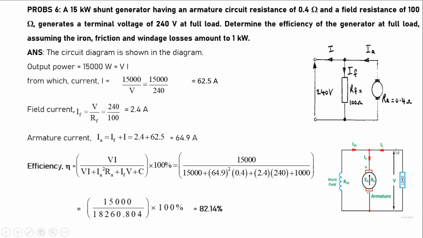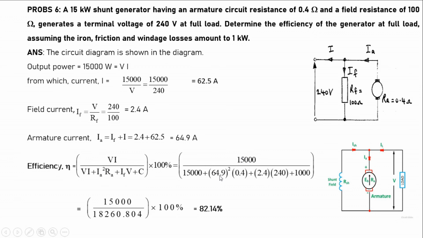What is the output of a generator? V into I. V is the voltage into the load current. That is the output of a generator. It is given straight away in the problem as 15 kilowatt output. So output 15 kilowatt plus losses. What are the losses? Losses can be in the armature as well as the shunt field. So all losses we need to calculate.